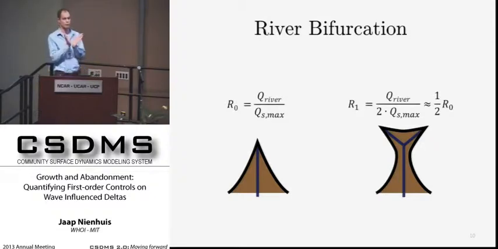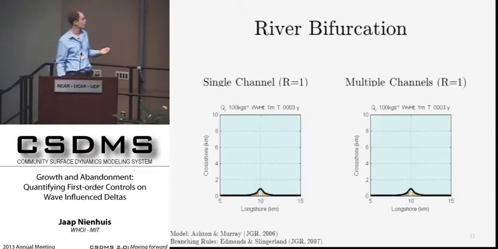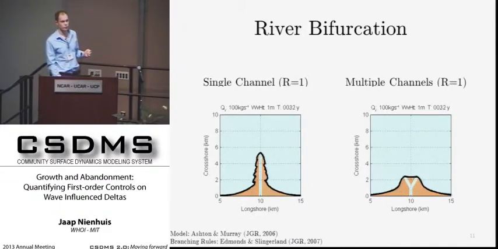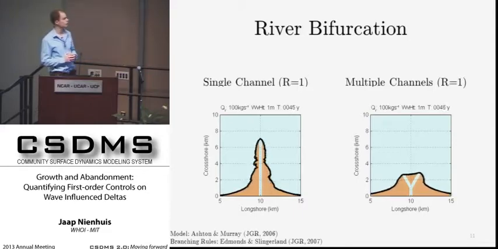But what happens if you bifurcate the delta? You see that you have the same river bed load for the main channel, but you have potentially twice the littoral transport away from each river mouth. So you divide the river dominance factor by 2. If we allow bifurcation or branching in our model, we see that it has a dramatic impact on the morphology of a developing delta.